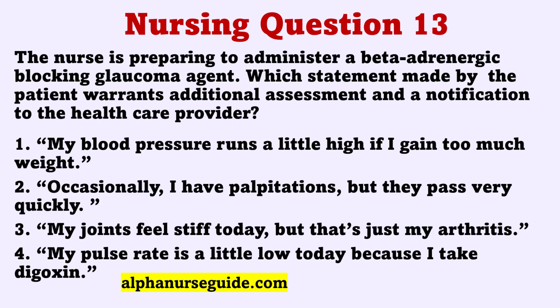The correct answer is 4. My pulse rate is a little low today because I take digoxin. All beta-adrenergic blockers are contraindicated in bradycardia. Alpha-adrenergic agents can cause tachycardia and hypertension. Carbonic anhydrase inhibitors should not be given to patients with rheumatoid arthritis who are taking high dosages of aspirin.